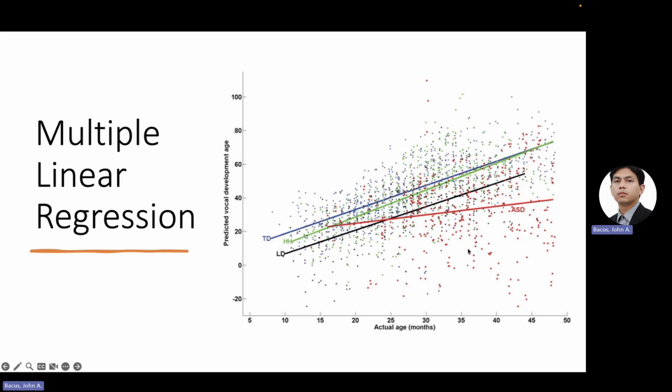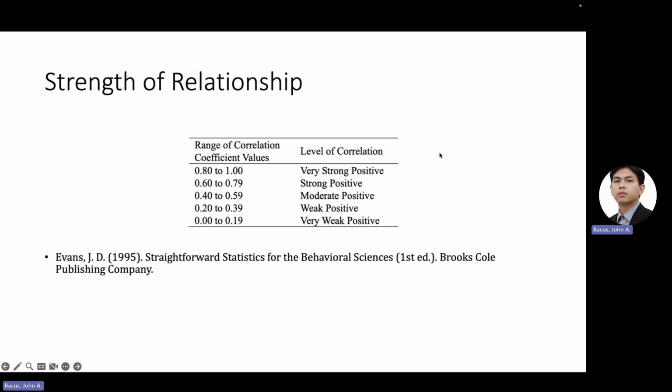All right, so as promised, we'll be talking about multiple linear regression. This is actually the strength of the relationship that we talked about last time. This is sourced from the study of Evans in 1995, Straightforward Statistics for the Behavioral Sciences. We can also use these metrics for the range of correlation values.